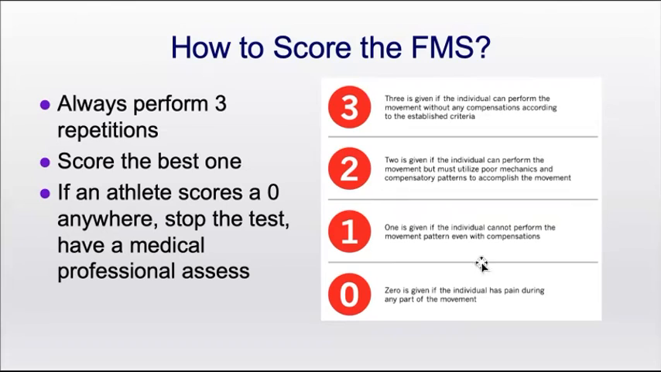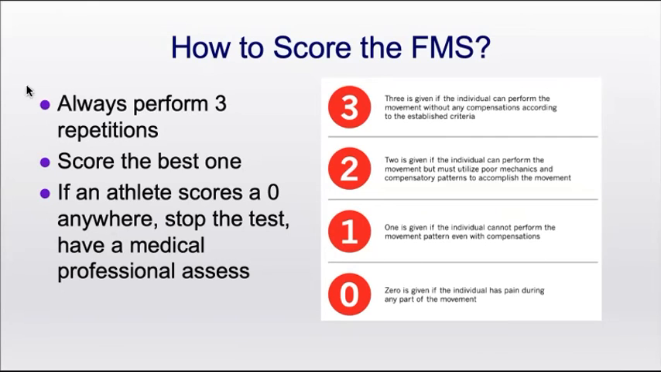If they cannot perform the movement pattern, even with compensation, they're scored a 1. As long as there is no pain, they will always be scored a 1 or higher. If the individual has pain during any part of the movement, they're scored a 0. Now, if you score a 0 on any of the tests, you're supposed to stop the test immediately, and you're supposed to seek medical assessment from a professional. Okay?